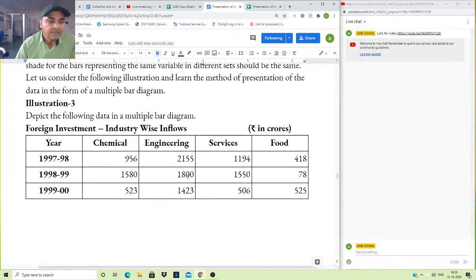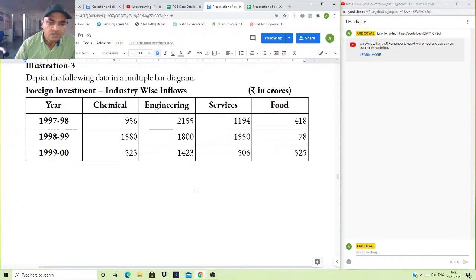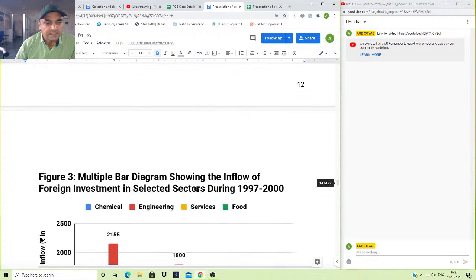So now let us consider one illustration again. This particular table shows the foreign investment industry-wise inflow in crores, and these are the three different years, in which chemical industry, engineering industry, service and food industry. This is the foreign investment in crores received in these industries. So let us see how to make a multiple bar diagram of this.